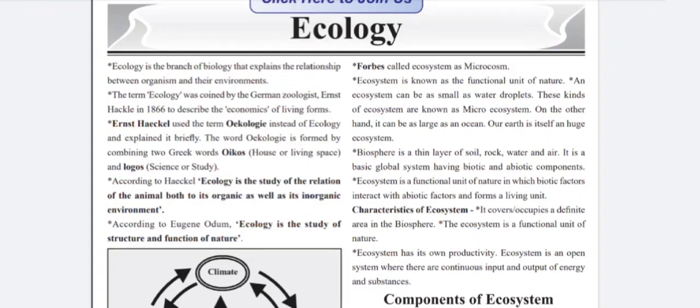Today we are going to discuss Ghatnachakra for Environment, which is important for the UPPSC 2023. And our topic is ecology. Let us begin the topic.